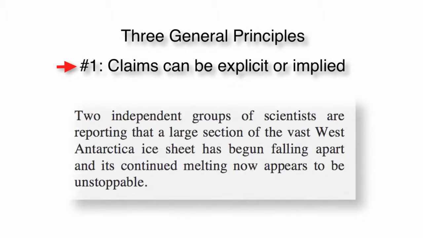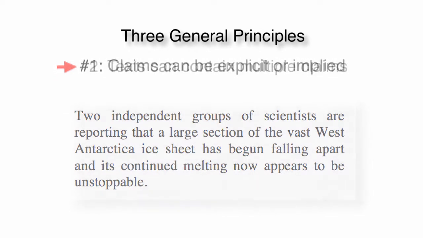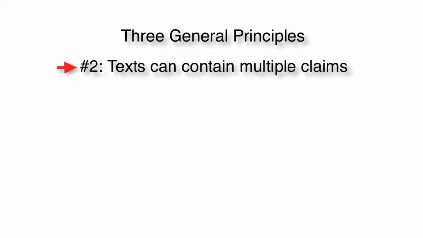Take, for example, a text that reports on the recent rapid melting of the polar ice cap. This text might not explicitly say anything about the need for us to take immediate and drastic action to reduce human greenhouse gas emissions, yet this claim might be strongly implied. And this last point brings us to our next general principle about claims.